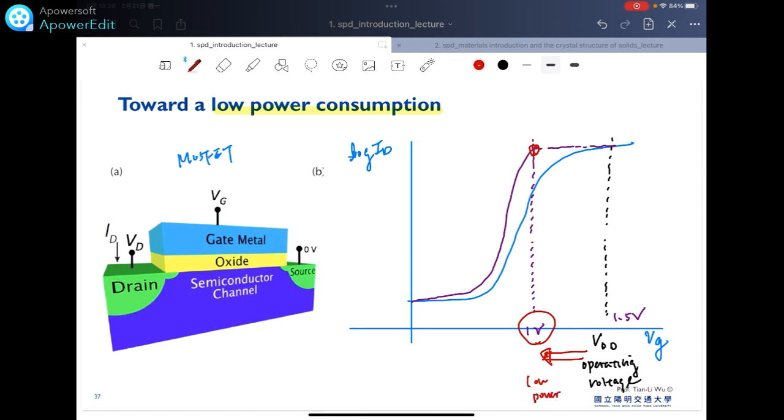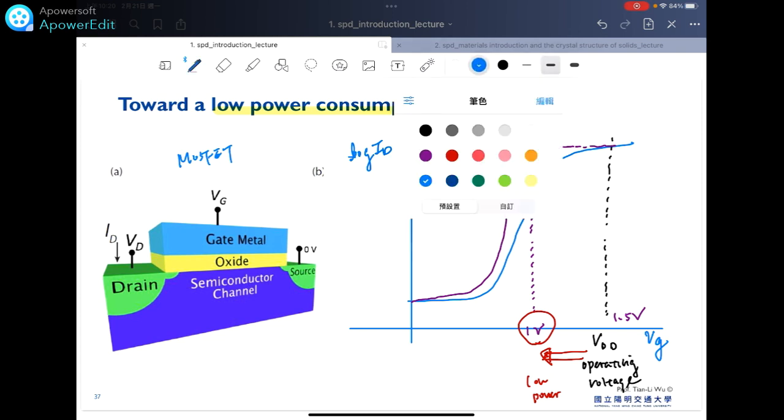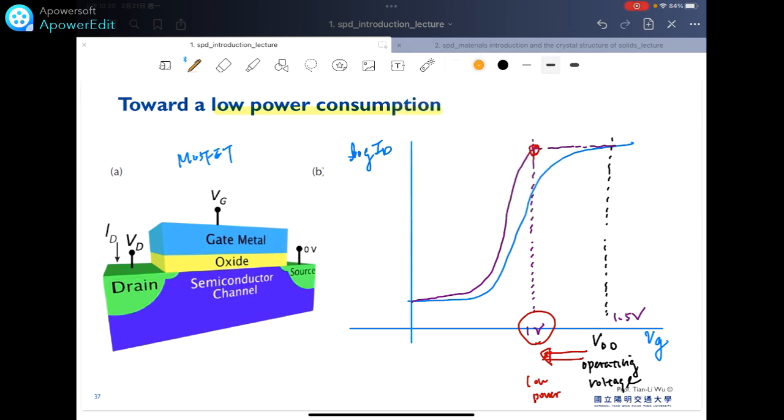Because we reduce our operating voltage here. So that's a typical request if we want to make the device towards the low power here. So the general idea is trying to reduce the operating voltage here. But in order to achieve this one, we need to make this one as a steeper slope here.